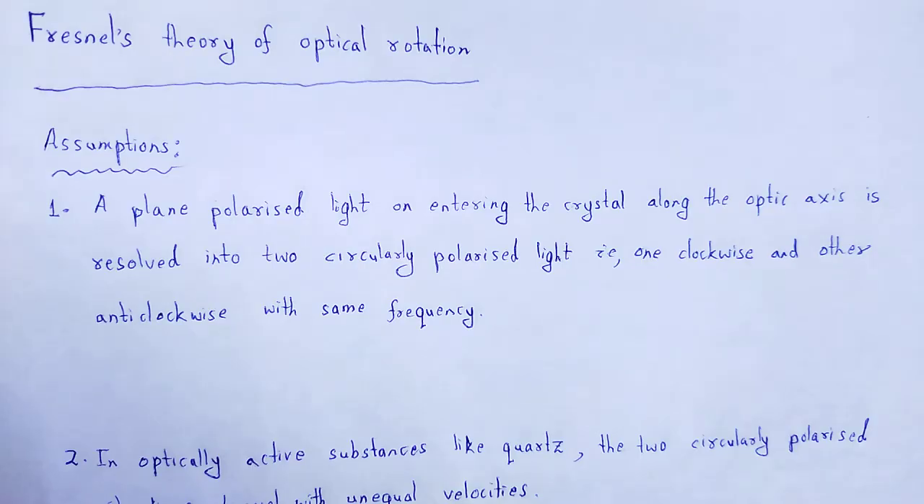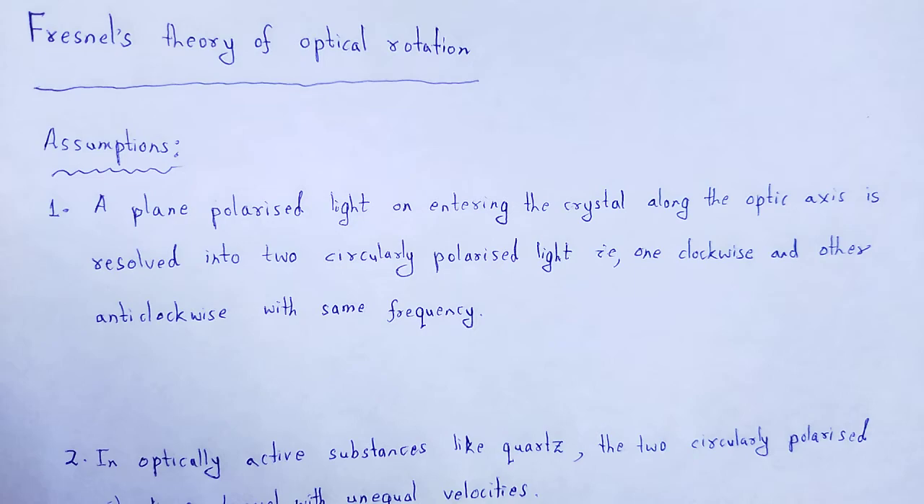Examples of optically active substances are quartz crystals, and an example of non-optically active substances is calcite crystal. Again, the angle of rotation is either in the clockwise direction or the anti-clockwise direction. On that basis, these are categorized into two: left-handed optically active substances and right-handed optically active substances. So, FRESNEL proposed the theory regarding how that angle of rotation occurs in optically active substances.